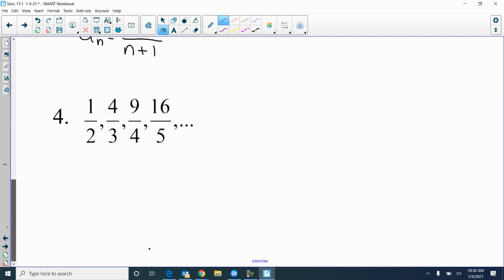All right, copy down this one, and I want you to think about it and see what you can come up with. Okay, copy that down, see what you come up with. Now again, n equals 1 gives you 1/2, n equals 2 gives you 4/3, n equals 3 gives us 9/4.